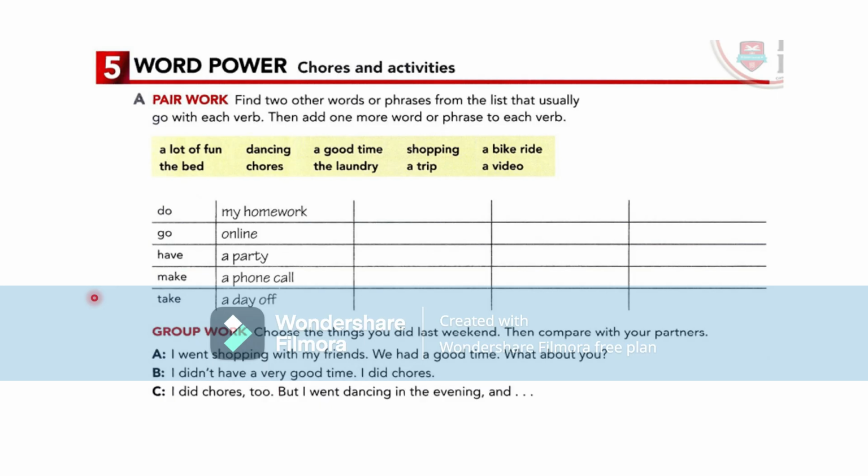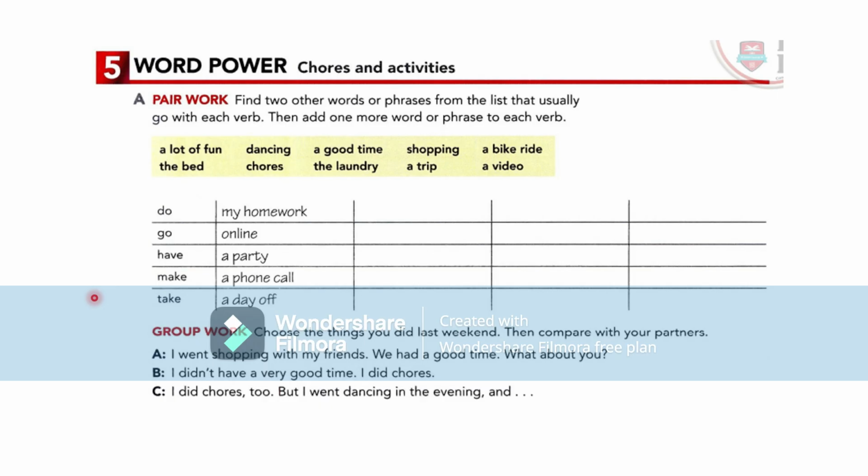They got home a little after once. Okay, they got home a little after 1. Perfect. They got home a little after 1. Okay, so let's do this. Word power, chores and activities. Find the 2 other words or phrases from the list that usually go with each verb.